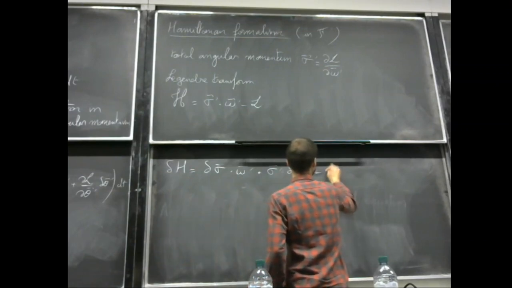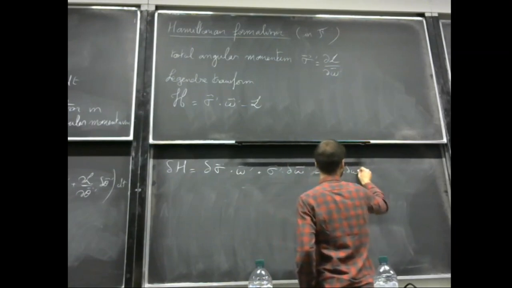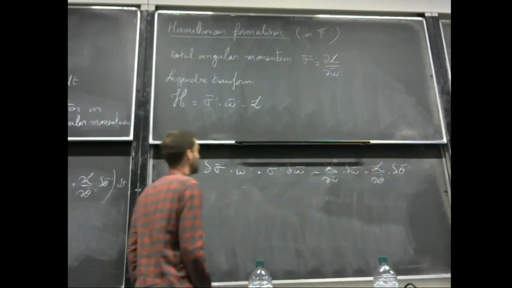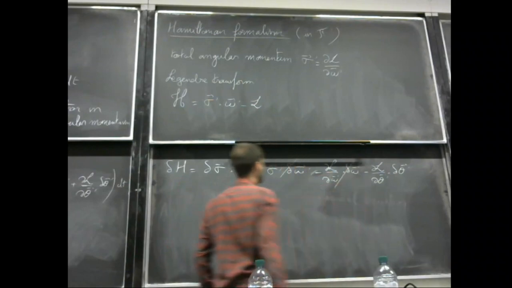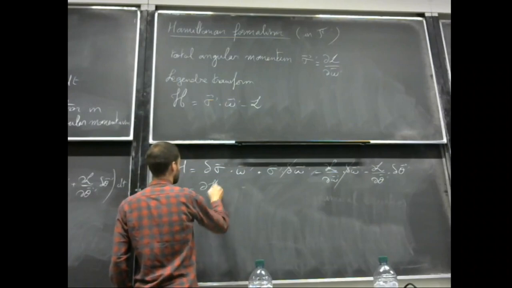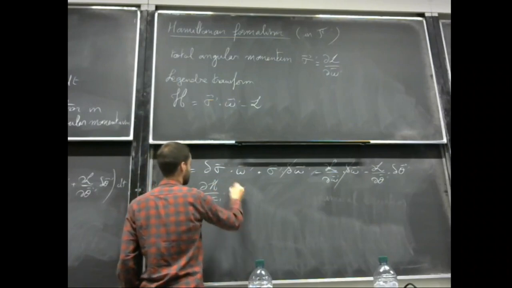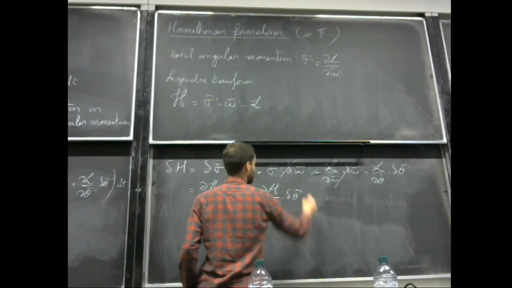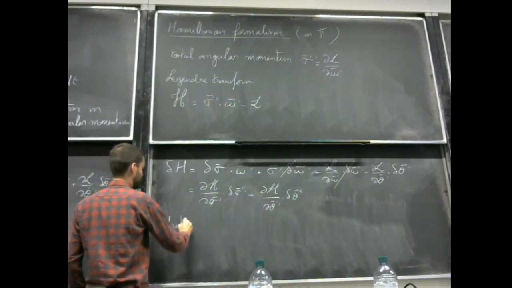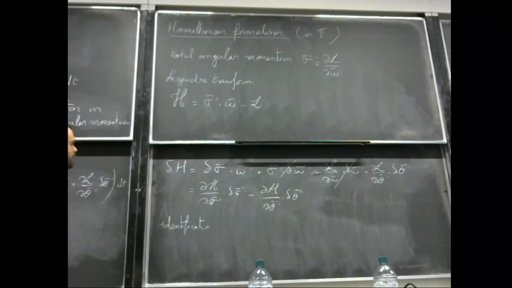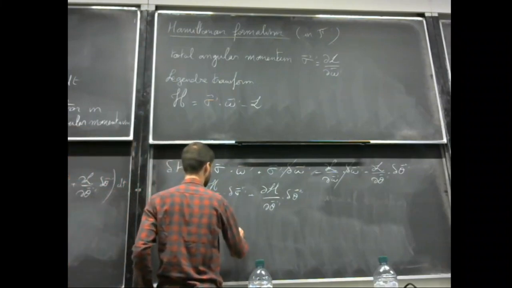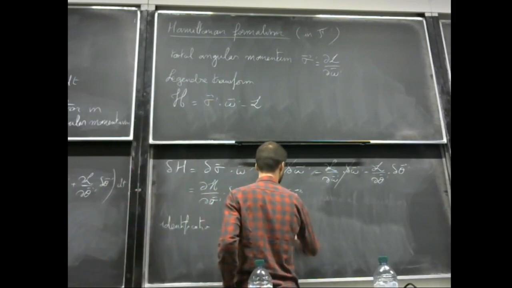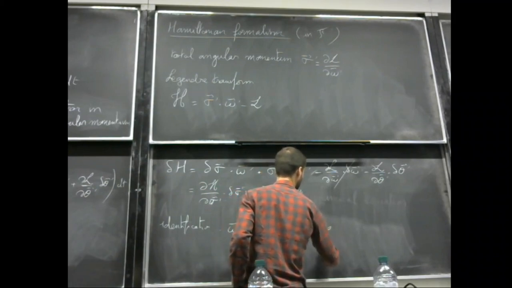Minus dL over d omega prime. And so by definition of sigma prime, this comes out. And this will be compared with dH over d sigma prime scalar delta sigma prime plus dH over d theta prime scalar delta theta prime. And by identification, we get that omega prime is dH over d sigma prime, and dH over d theta prime is minus dL over d theta prime.